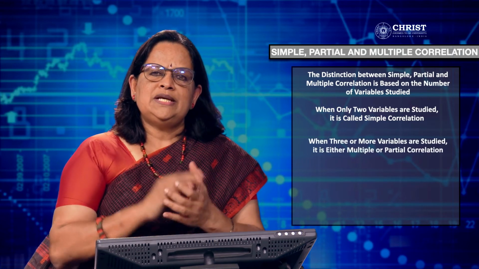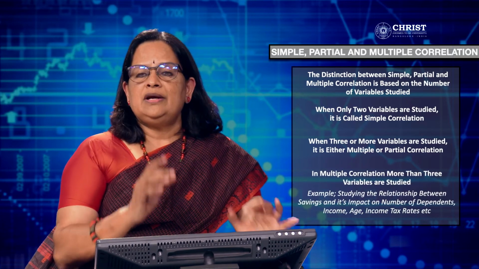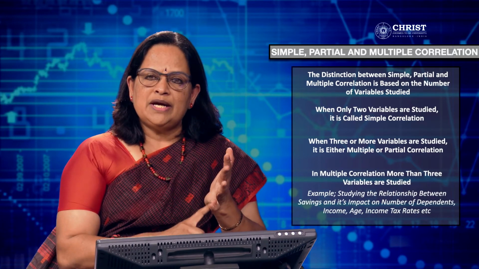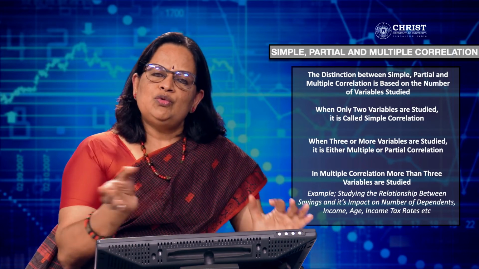But if you are studying three or more variables, then it is called multiple correlation. So the multiple correlation is the relationship between savings and its impact on number of dependents, income, age, income tax rate. So more than two variables, then it is multiple correlation.